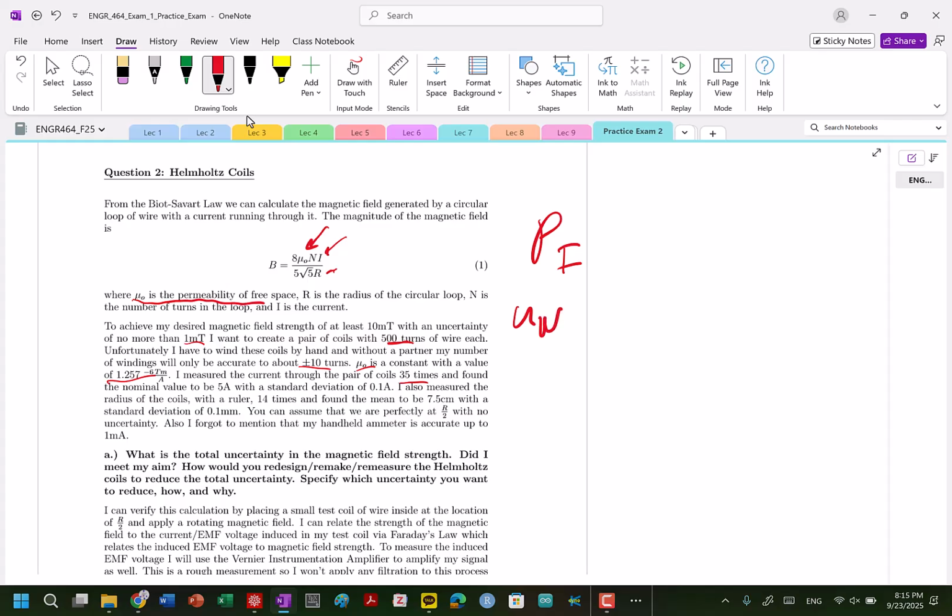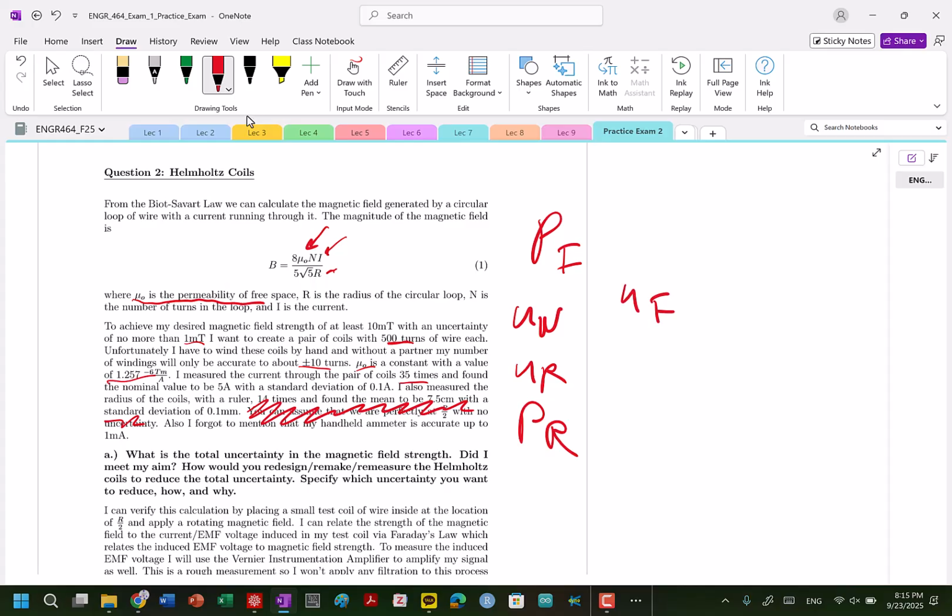What else? Divided by standard deviation here. There's uncertainty in the radius here, measured with a ruler. There's also precision error in the radius as well, measured 14 times. You can assume that we're perfectly at R over 2, no uncertainty. And found the mean to be this. My ammeter is accurate up to 1 milliampere. So there's also some uncertainty in the I as well.